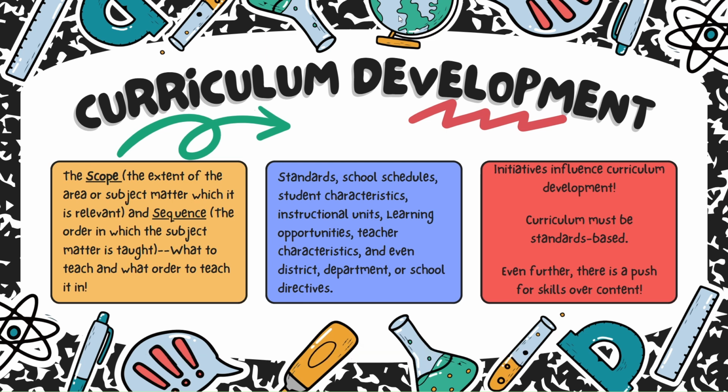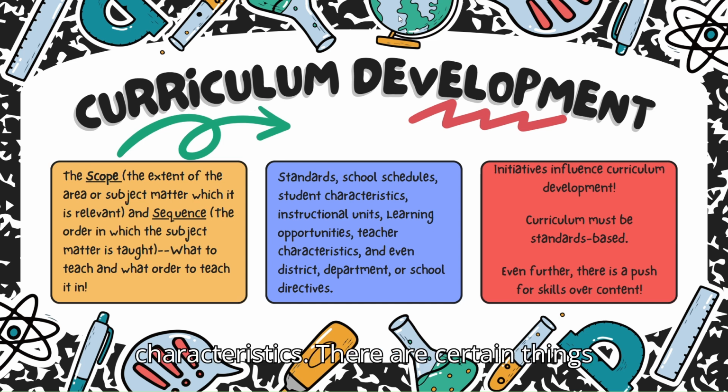Student characteristics. Every class is different. There are certain classes I can push further and harder, and there are certain classes that need more scaffolding and building. Instructional units. Sometimes districts and schools prescribe certain units that have to happen at certain times. For example, in English, the first quarter is supposed to be informational text. So you're supposed to go over how to write informational writing.